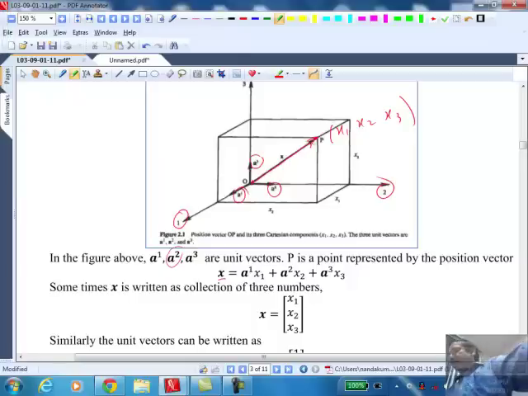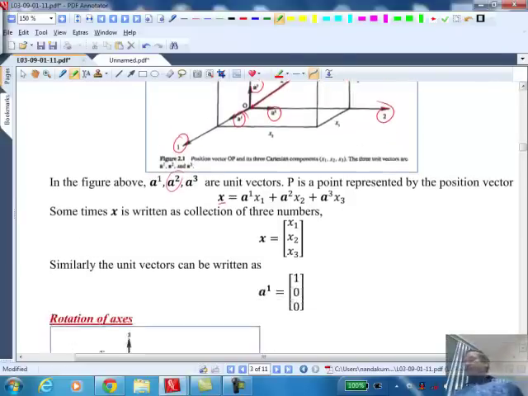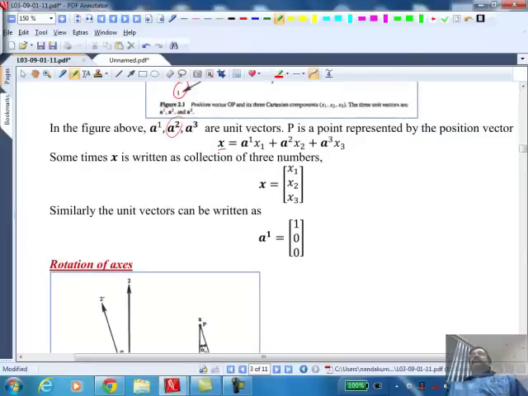Mathematically, you can write it in this way, or you can write it as a collection of three numbers, x1, x2, x3. These are called the components of the vector, right? So the unit vector a1 itself will have components 1, 0, 0, meaning in the x1 direction its unit is 1. It has no components in the x2 and x3 directions. So these unit vectors are independent of each other. You cannot write a1 in terms of a2, because a2 has 0, 1, 0 and a3 has 0, 0, 1. So there's no way you can combine them to express a1 in terms of a2.